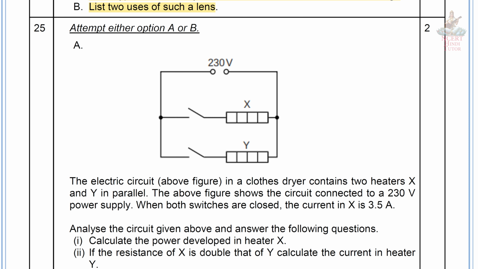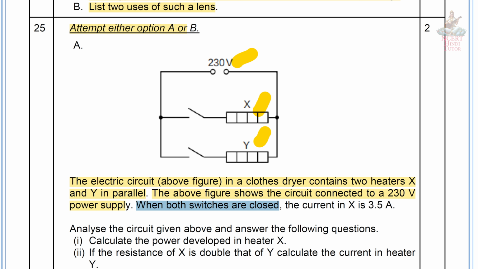Question 25. Attempt either option A or B. The electric circuit in the above figure, in a clothes dryer, contains two heaters X and Y in parallel. So these are the heaters X and Y. The above figure shows the circuit connected to a 230 volt power supply. This is the power supply, 230 volt.